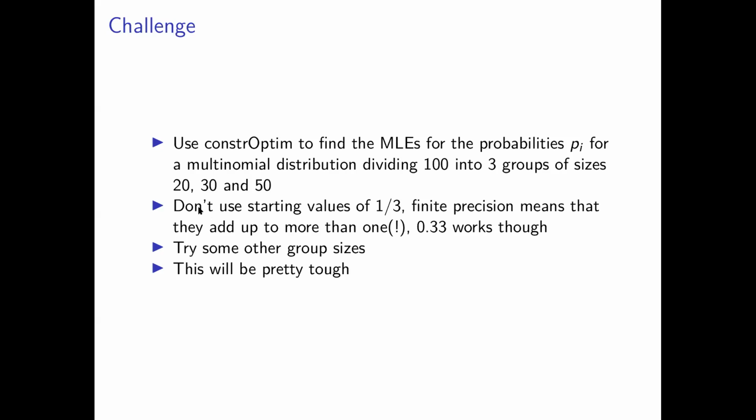Just a heads up, don't use starting values of 1/3 for each of your 3 probabilities, because 1/3 is not represented exactly in a computer, and if you add 1/3 3 times, it's greater than 1. So this will give you an error. You can just use 0.33. Once you get this working, try some different group sizes and see if you get what look like sensible maximum likelihood estimates for these probabilities. I think this will be pretty tough, so only do it if you're interested.